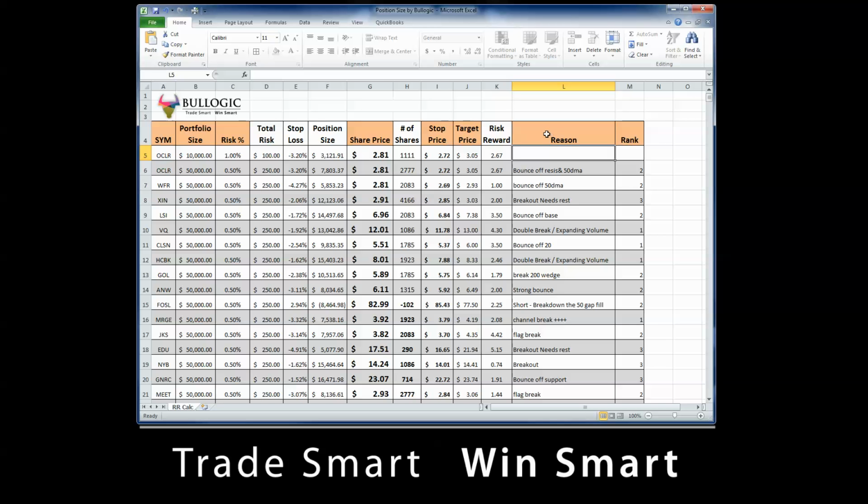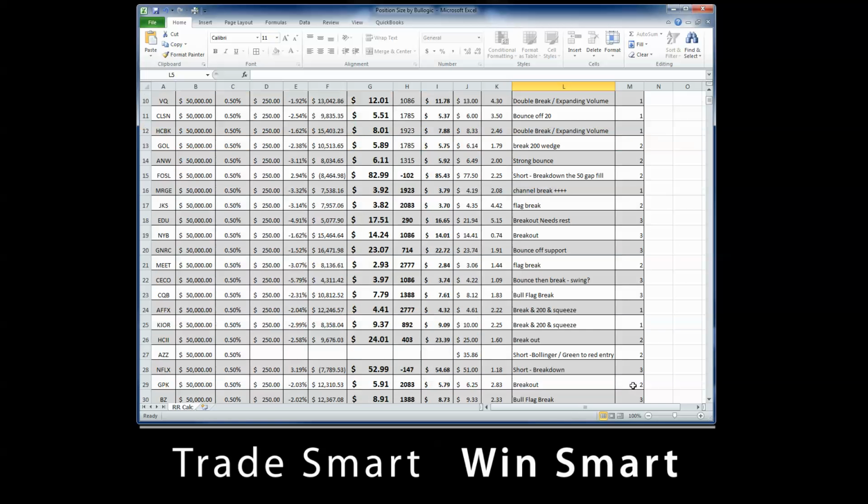Okay. So the last thing we need to do is fill out the reason for the trade. Why do we even like the setup? Usually I'll put the actual setup on there. It's a strong bounce. It's a double break with expanding volume. This just makes it easier for you to fill out your trade journal at the end of the night. And you can also keep an eye on this during the day and refresh yourself as to why you're even watching these particular stocks.